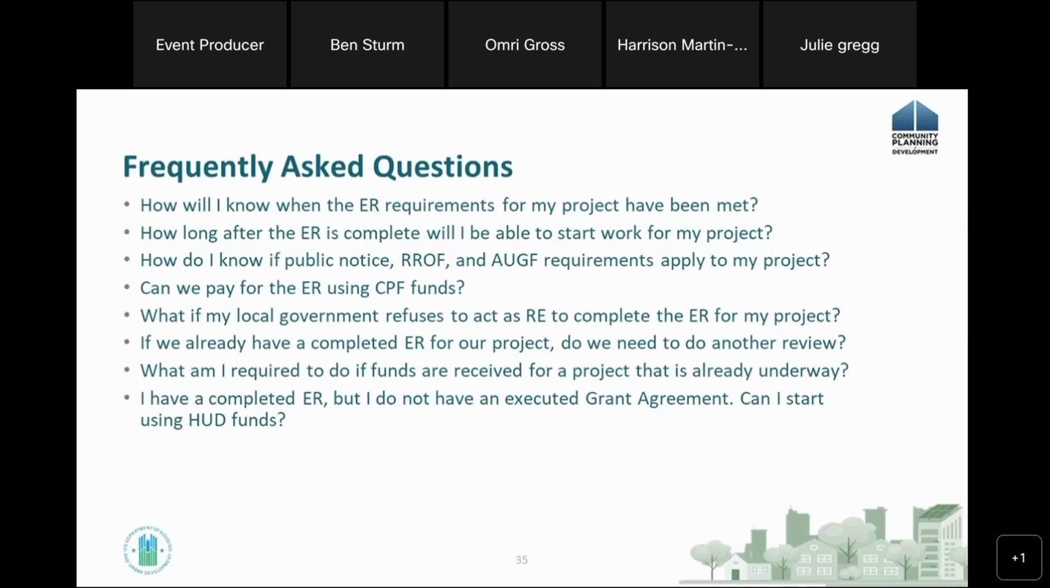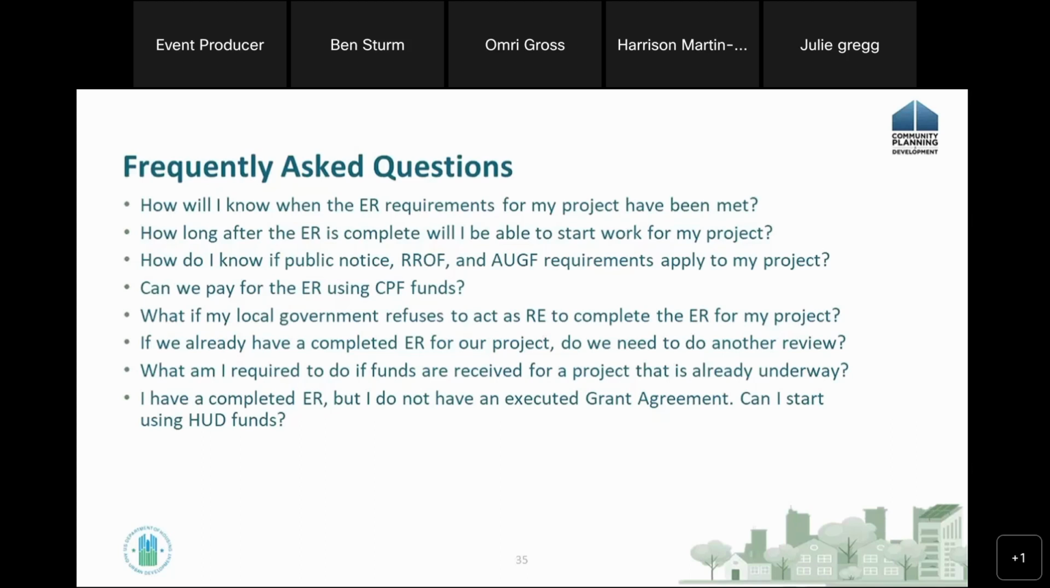Now, for CEST and EA level activities under Part 50, where HUD is the one conducting the environmental review, which we only get into if you've exhausted all possible responsible entities, local government responsible entities under Part 58, environmental compliance is achieved once the environmental review has been completed and approved by HUD.